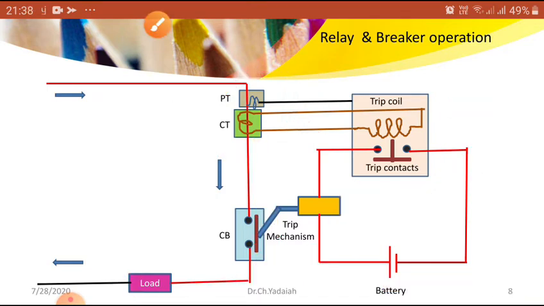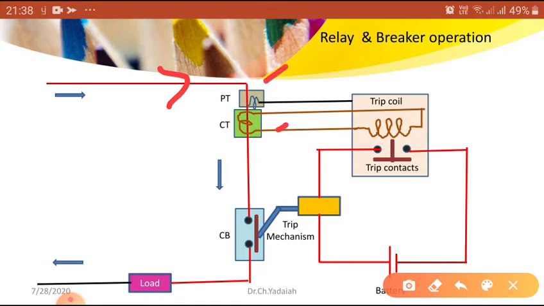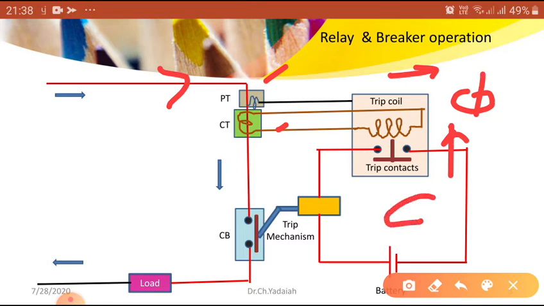Once again I will explain. Under normal condition, whatever rated current comes, the CT and PT will give normal values, then the flux developed is a normal value and is unable to pull the contacts upper side. Then the circuit is open, there is no signal to the breaker, the breaker will not operate, and it will remain in closed condition only. So it is continuous all over the supply.